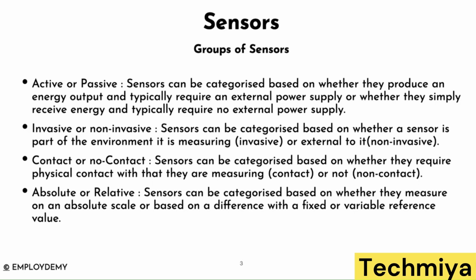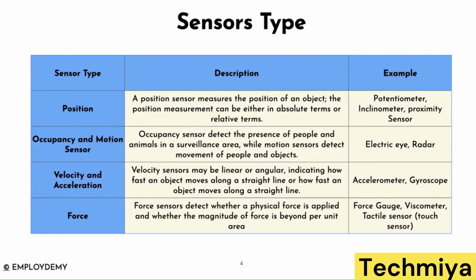So let's have a look at a few sensors. First, coming to position. What if you have to measure position? A position sensor measures the position of an object. For small projects we'll be using sensors like ultrasonic. But if you're making a big prototype, you can use a potentiometer, an inclinometer, or a proximity sensor. Whenever you're planning to get the position, these are the sensors you will be using.